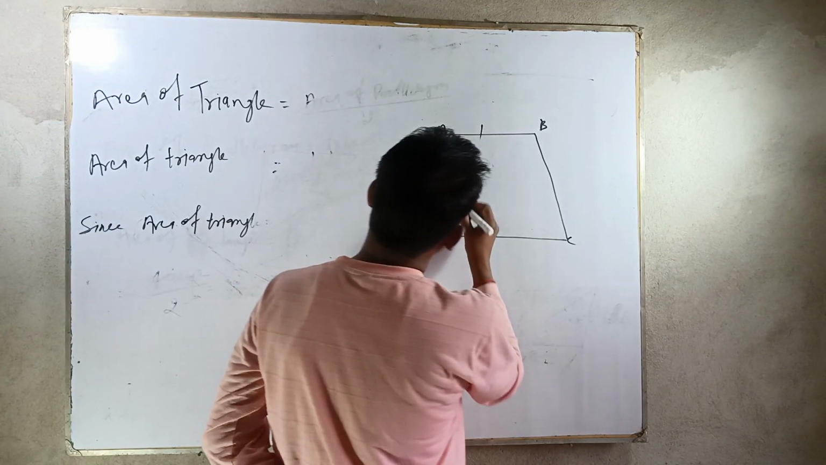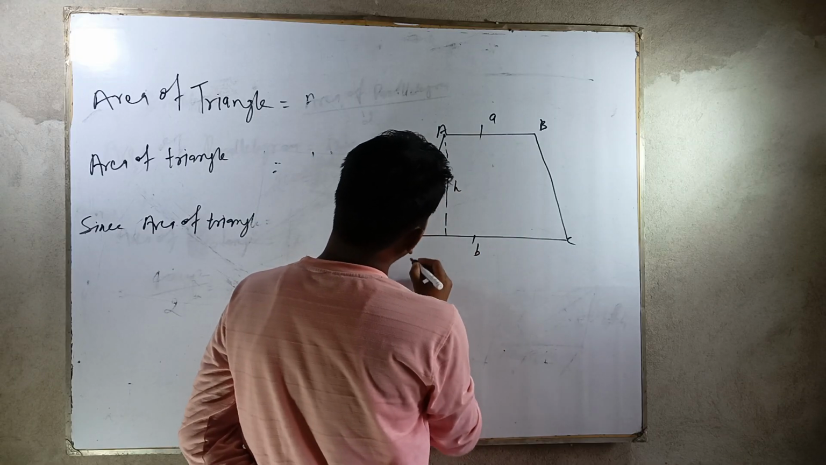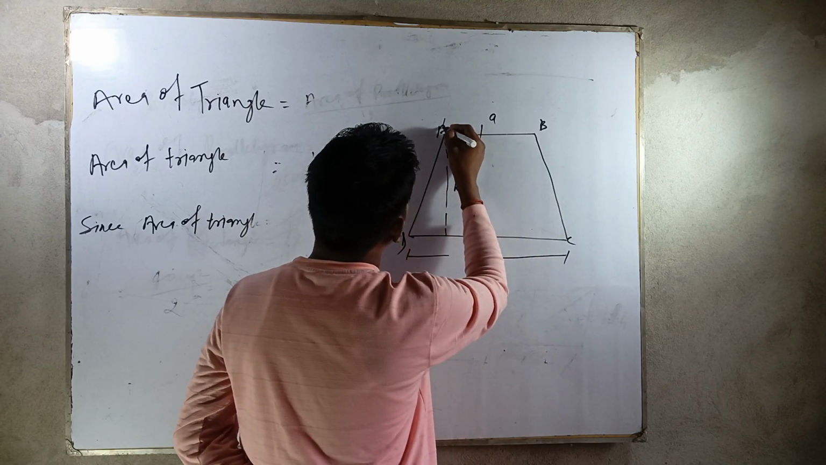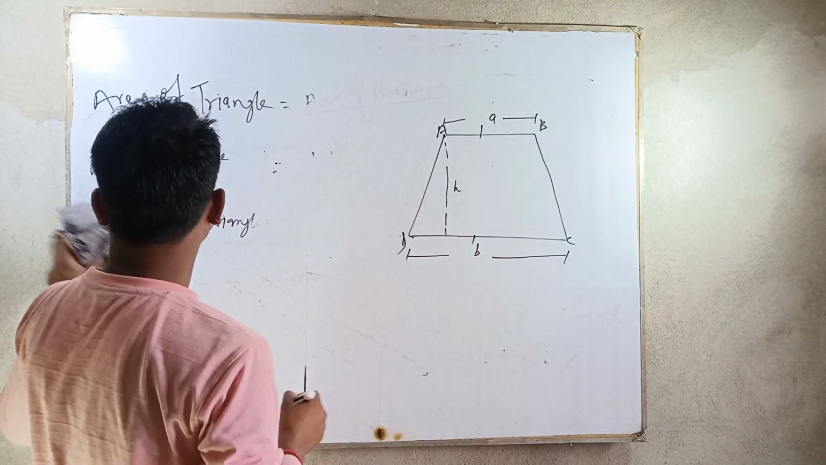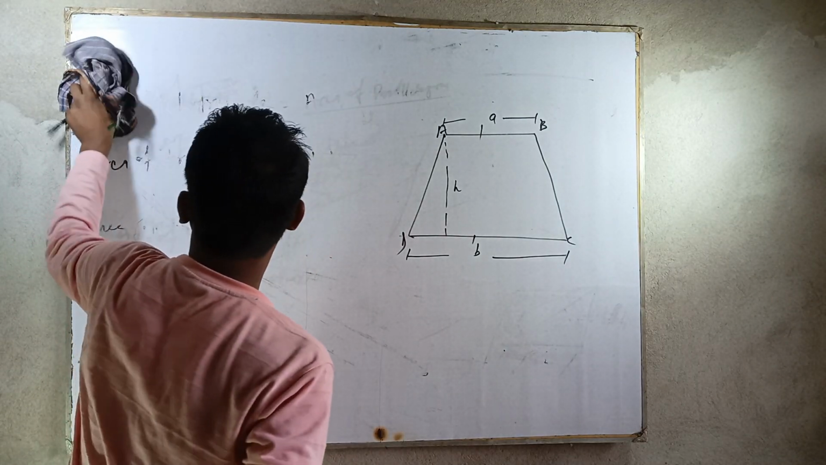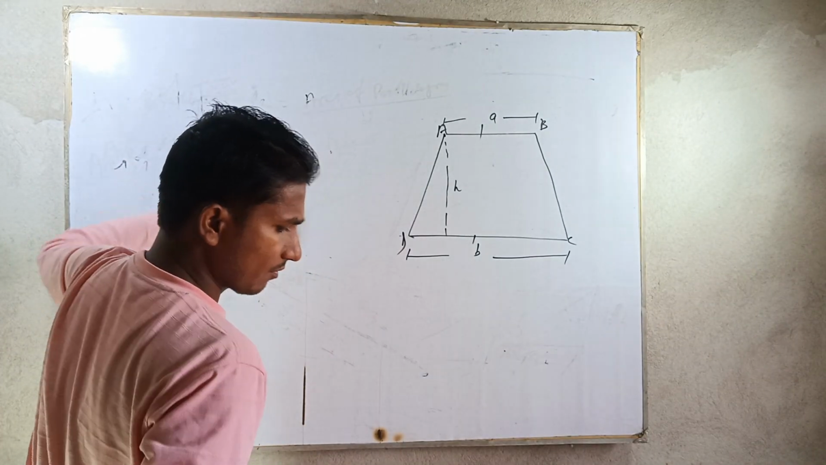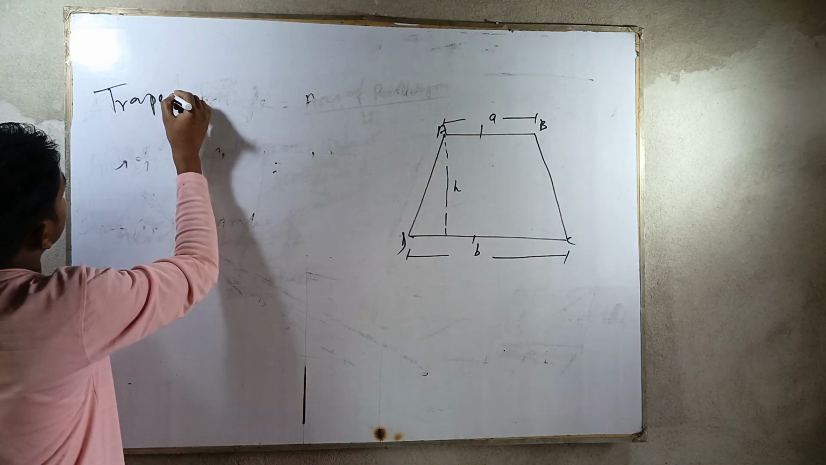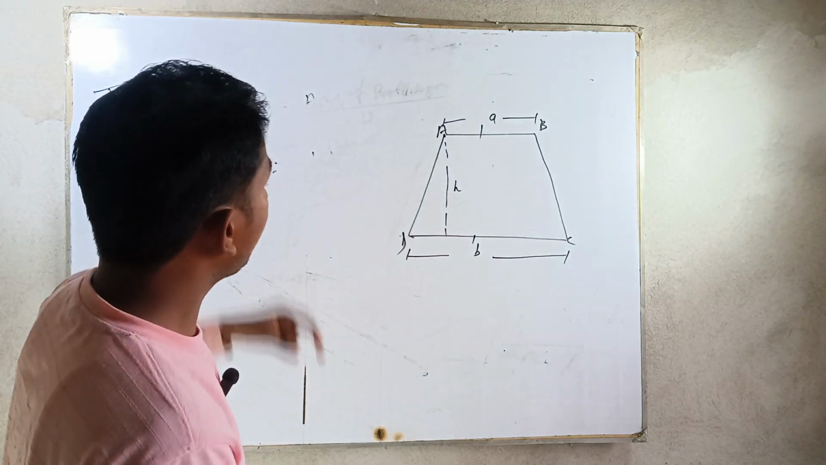In the trapezium, this one is the height, this one is given as a and this one is b. That means its total length is b units and this total length is a units. So in the figure, how will I find its area? This one is a trapezium. Area of trapezium. How will I find it?